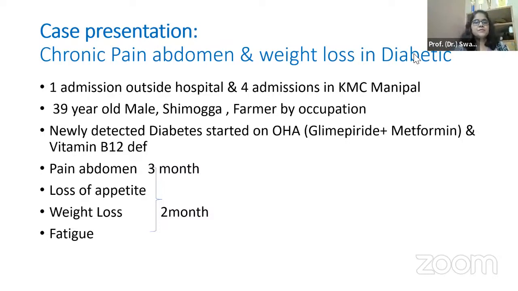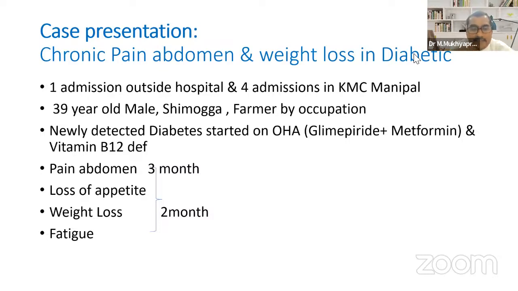So this is a case of chronic pain abdomen and weight loss in a diabetic. He was admitted 5 times: once outside, at a local place, Shimoga, and 4 admissions in our Kasturba Medical College Hospital. He is a 39-year-old male hailing from Shimoga, a nearby place, a farmer by occupation.